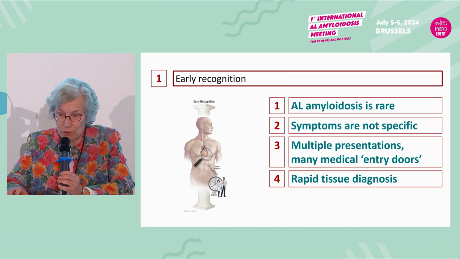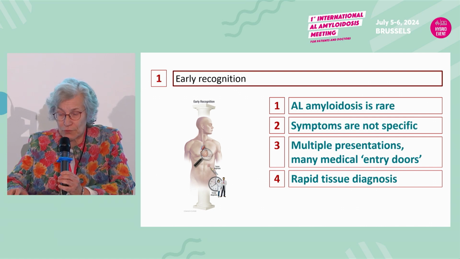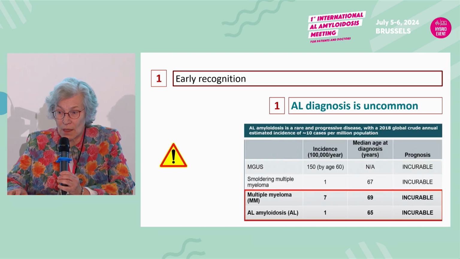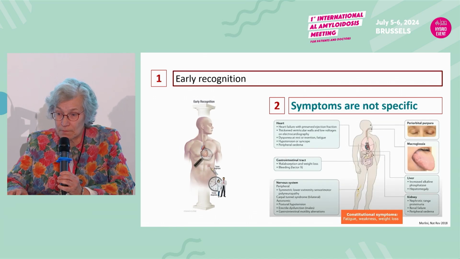Well, we speak about early recognition. We have to acknowledge the fact that AL amyloidosis is still a rare disease, underdiagnosed. Symptoms, as already said, are not specific. There are multiple presentations, many medical entry doors, and of course, as already said, we need a rapid tissue diagnosis. AL is uncommon. It's around 10 cases per million population, and as you can see, it's quite less frequent compared to multiple myeloma, even if it's certainly underdiagnosed.